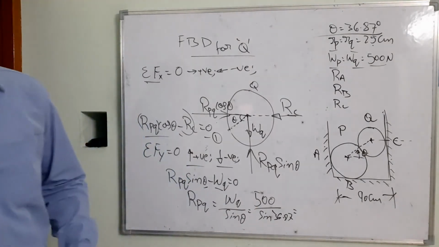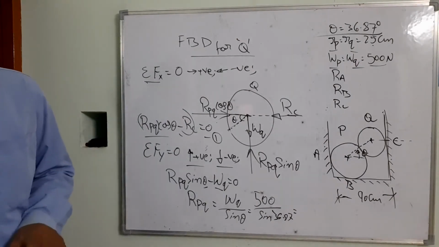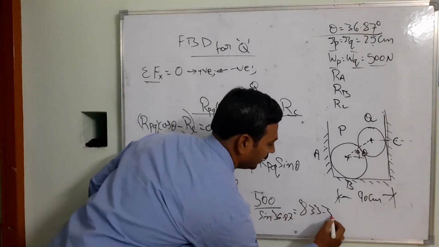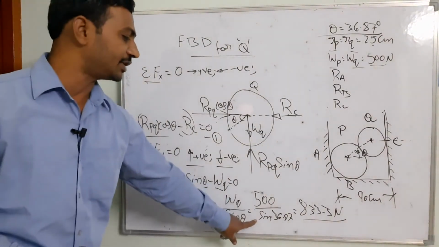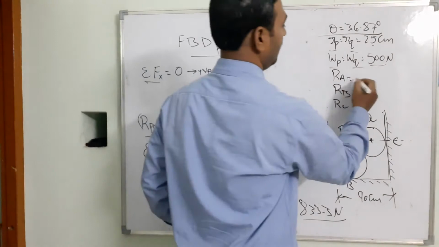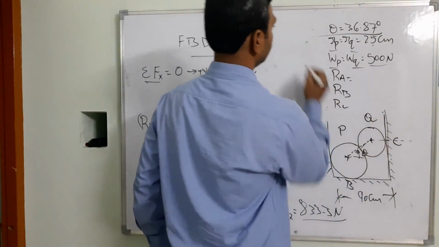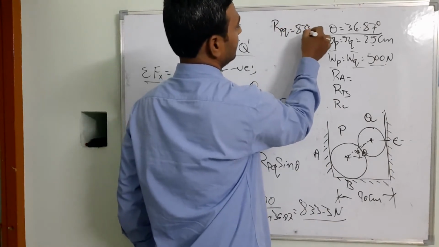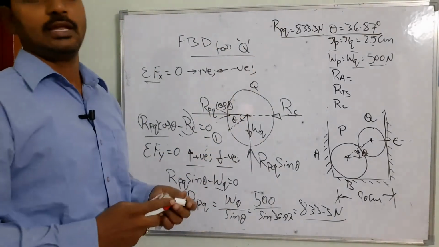So I have received R_PQ is equal to around 833.3 newtons. Right? If I resolve this equation, finally I got it. That is your R_PQ, which is equal to 833.3 newtons. This is the derived unit I am going to keep over there.